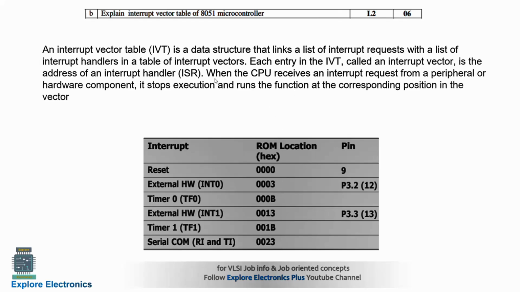The interrupt vector table is a data structure that links a list of interrupt requests with a list of interrupt handlers in a table of vectors. So that is what the interrupt vector table is. You need to explain how it works, what the addresses and the different interrupts are, and also the pins related to the external interrupts.